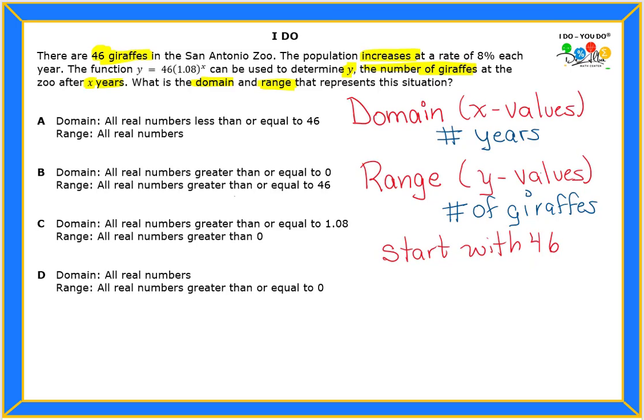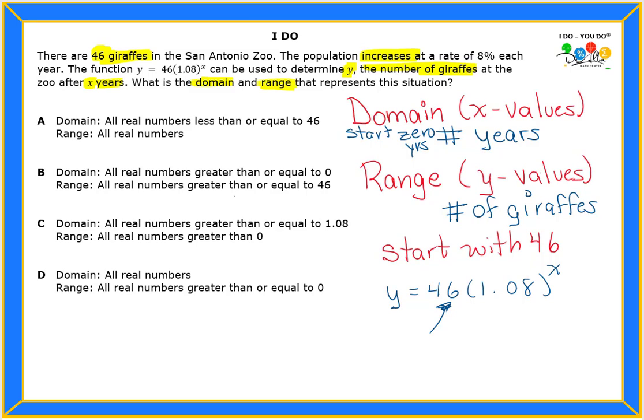And they do have an equation for us. And the equation is y equals 46 times 1.08 to the x power, right? So this is how many they start with, which we already have. Is that right? So what about the domain then? If domain has to do with the years, what would be the smallest number? When you start something, that means no year had passed by, right? It's just like you beginning. So domain is going to start with 0. Very good. That means 0 years, right?